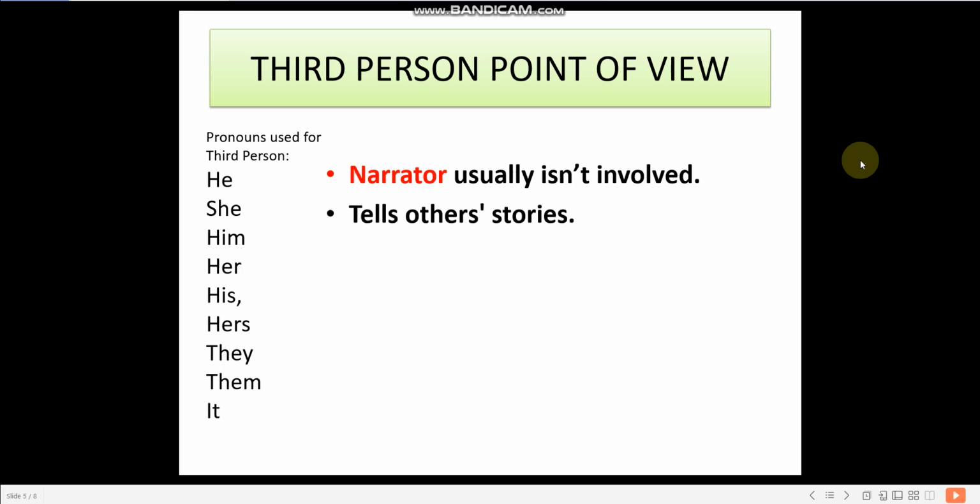As for the third person point of view, the narrator usually isn't involved. He's only an outside observer. He observes and tells other stories. And the narrator over here uses the pronouns he, she, him, hers, they, them, or it. So the narrator is not included in the story.